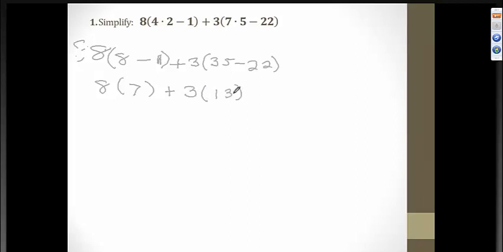And now I have two multiplications. And I have to do the multiplications before I can do the addition. So 8 times 7 is 56. 3 times 13 is 39. And now I have to add 56 and 39. So let's do it over here. So my sum is 95. And my answer to my problem is going to be 95.